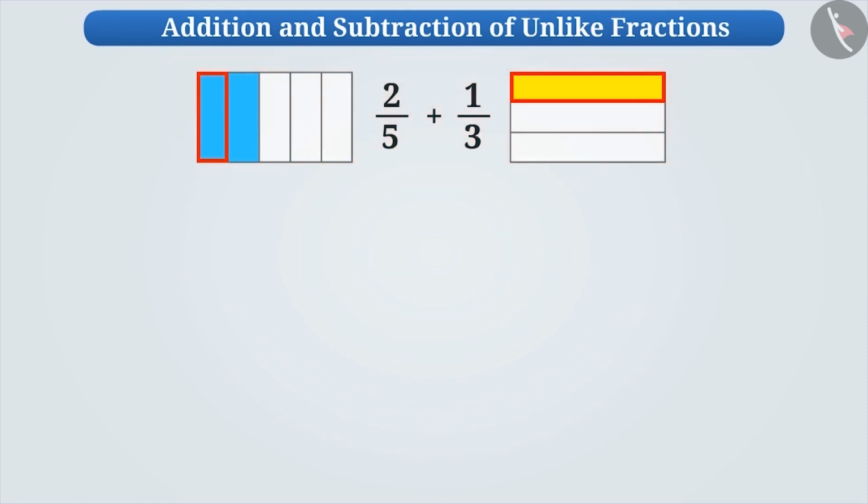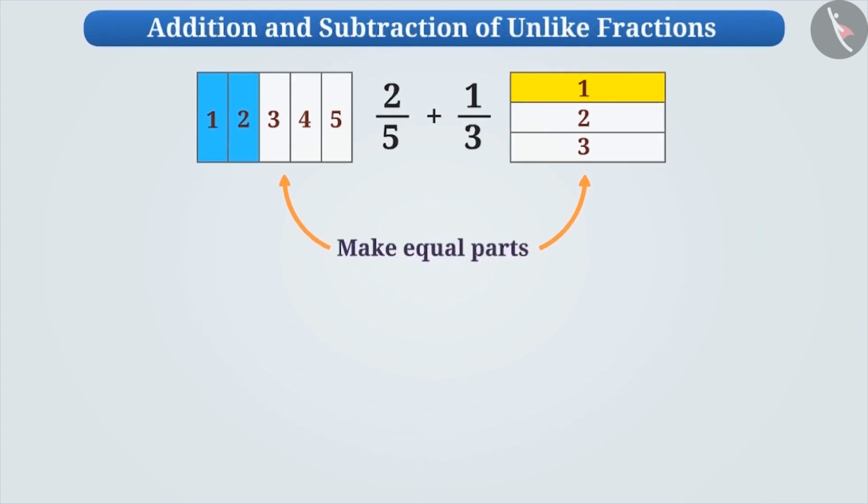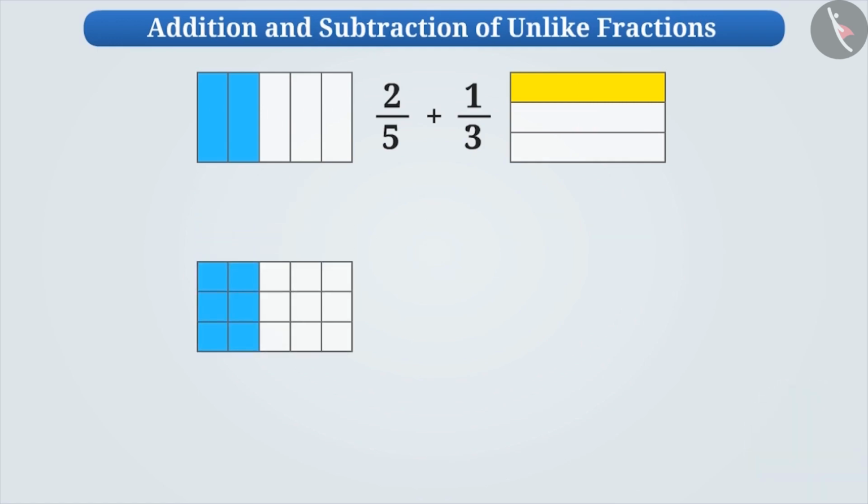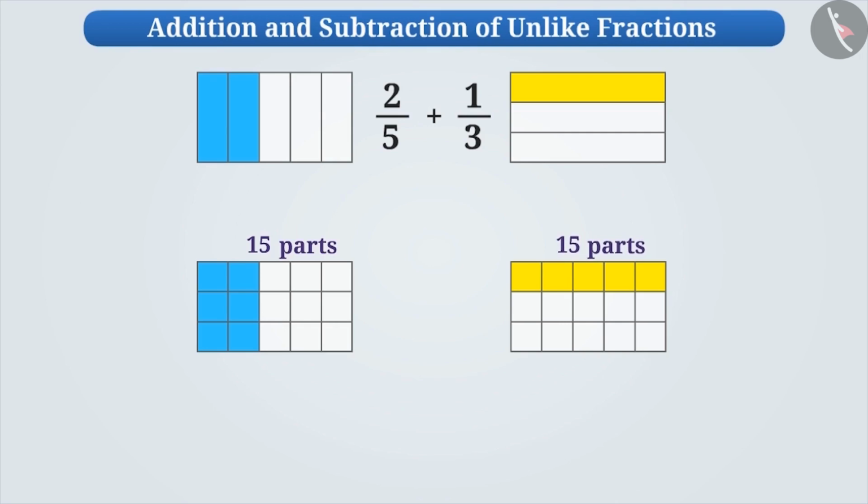If we make the number of parts equal, then the size of the parts get equal automatically. So let's make the number of parts equal. Can you think of a way to do this? Let me tell you. If we divide each of these 5 parts into 3 parts, then the total number of parts will be 15. Similarly, if we divide these 3 parts into 5 parts, then too we get 15. Now both rectangles are divided into 15 equal parts.